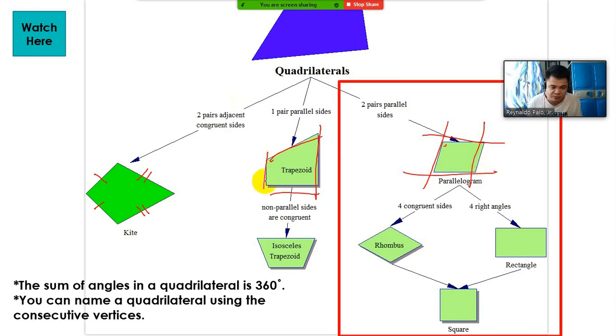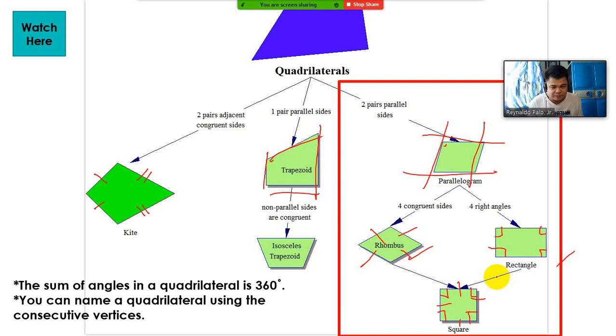We have the rhombus, wherein for a rhombus, there are four congruent sides. As you can see, there are four sides that are congruent. Now, when we say rectangle, the unique thing about this is that it has four right angles. And then the third one is a square. As you can see, all the sides are congruent and it also has four right angles. The qualities of a rhombus and rectangle are in square. So we can also say that square is either rhombus or rectangle because of the properties.